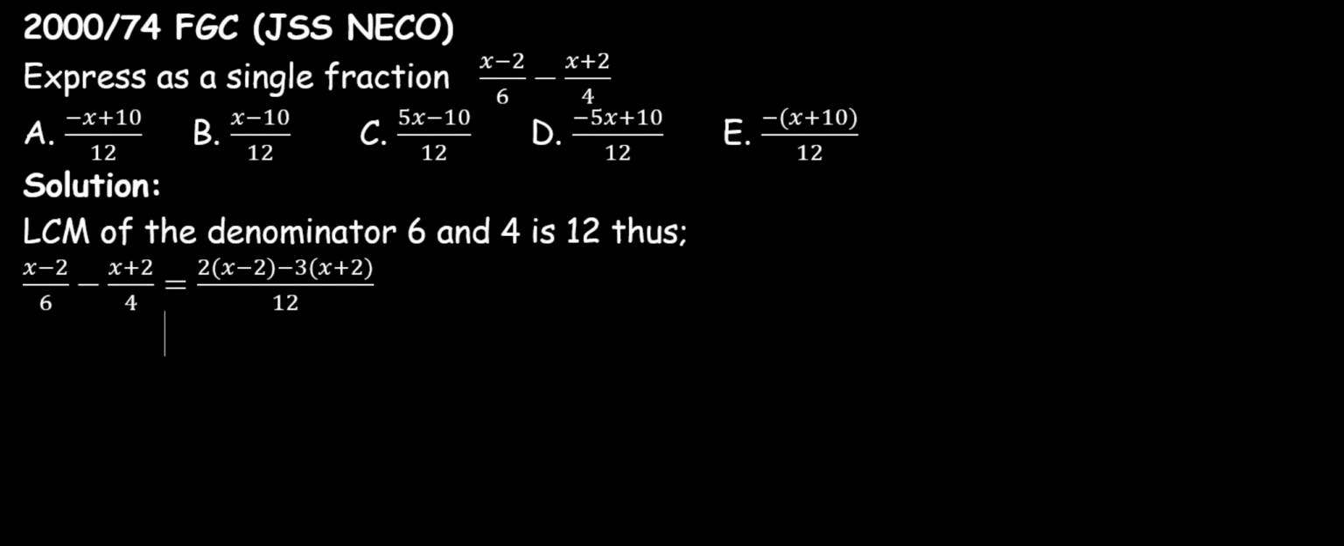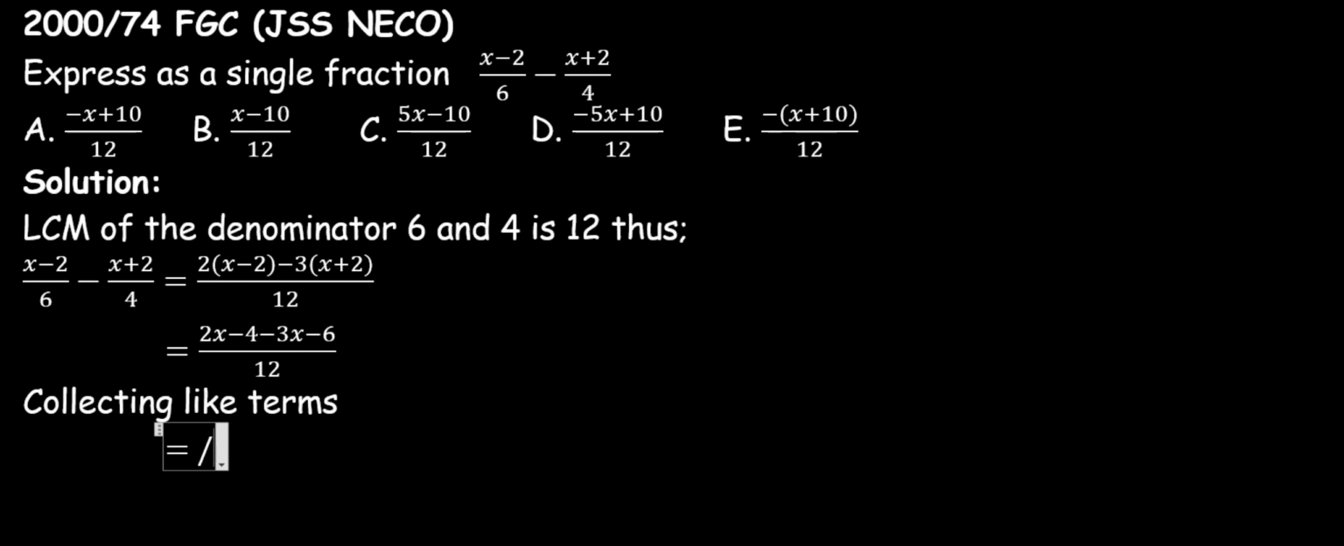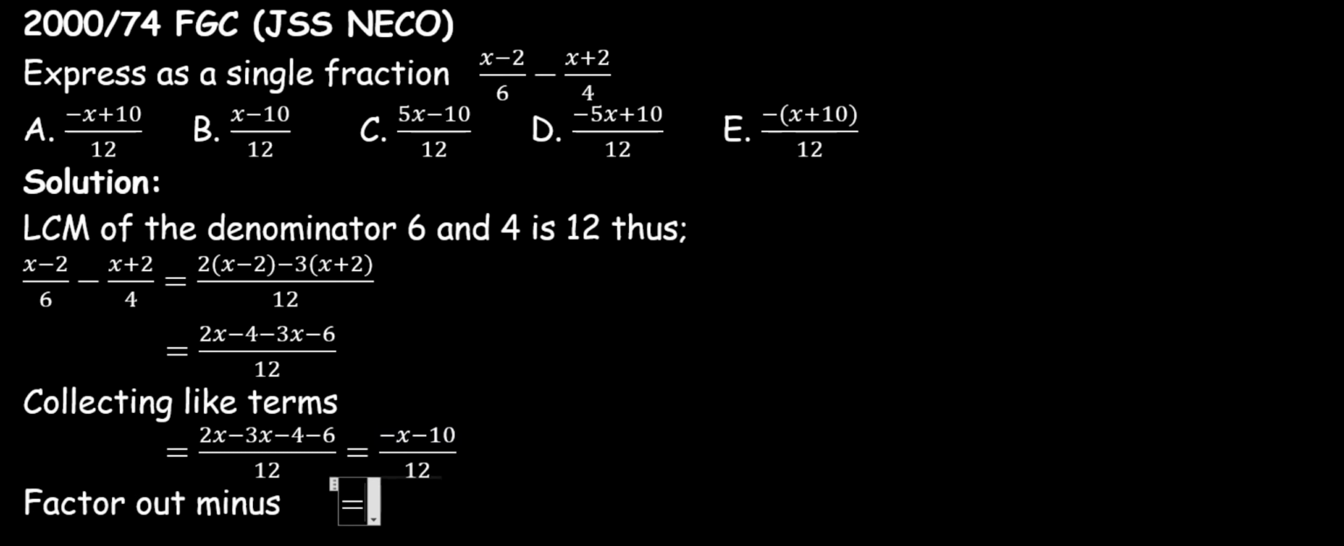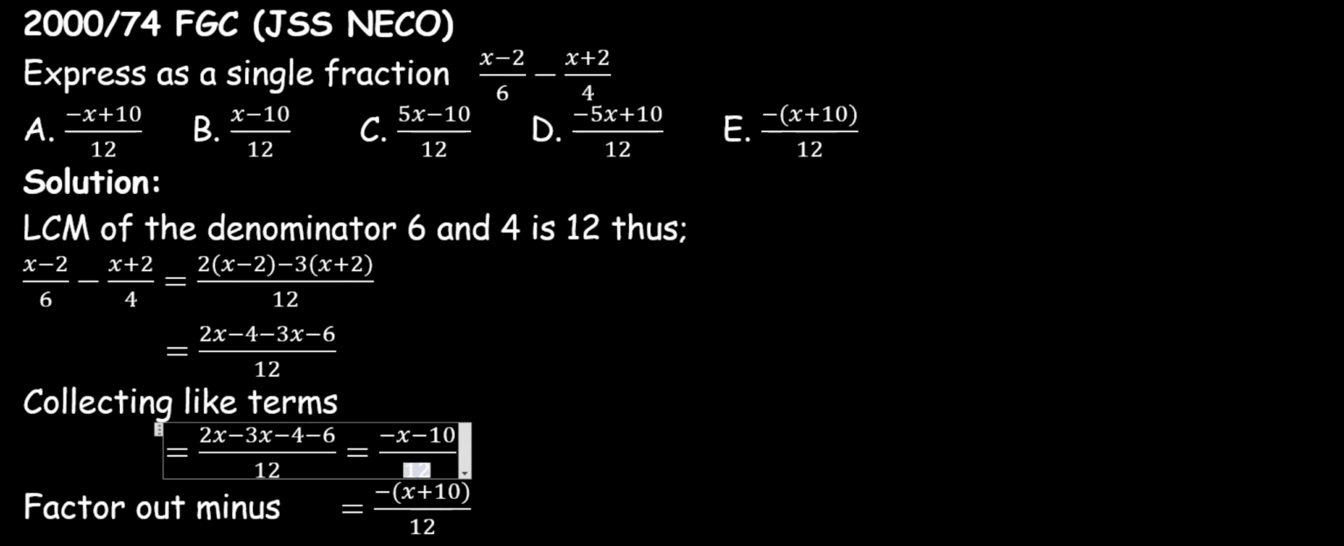Then opening up your bracket at the numerator, you have 2x minus 4 minus 3x minus 6 divided by 12. Next, we collect like terms together. The result will be 2x minus 3x minus 4 minus 6 divided by 12. And our result will be minus x minus 10 divided by 12. Next, we factor out minus. Okay, and that will give us minus into bracket x plus 10, bracket close, divided by 12.